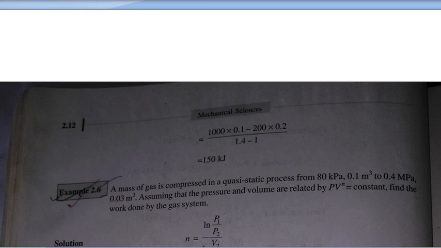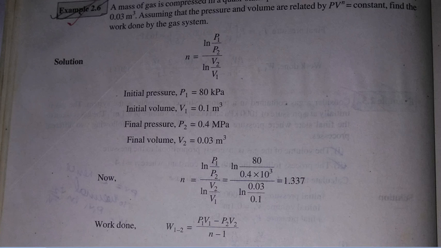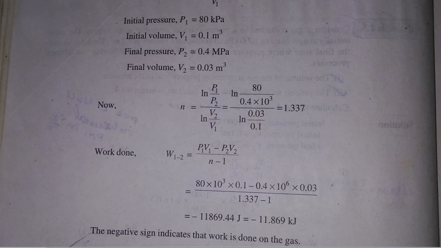As you know, the initial pressure, final pressure, initial volume and final volume are given, but n is not given. Very simple problem, same process. P1 is given, P2 is given, V1 and V2 are given, and n you can find with the help of this formula: n is equal to ln of P2 by P1 divided by ln of V1 by V2. So this is your n, 1.337, and this is the work done formula, P1 V1 minus P2 V2 by n minus 1.